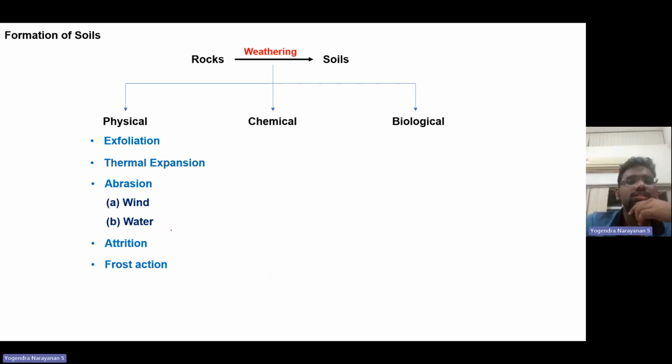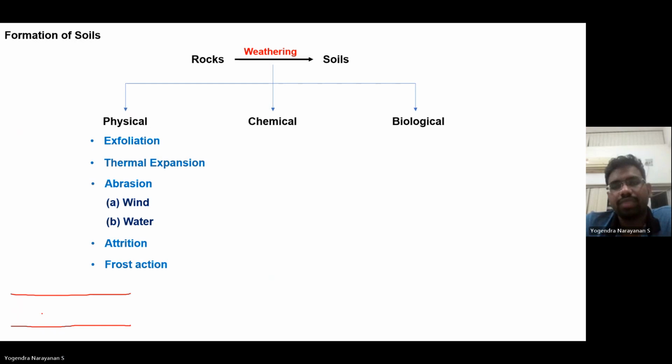So coming to exfoliation. To understand exfoliation, let us take a block of rock that has been present for a long period of time. Now, due to various agents like wind, water, or, for example, erosion. So let us consider this point.